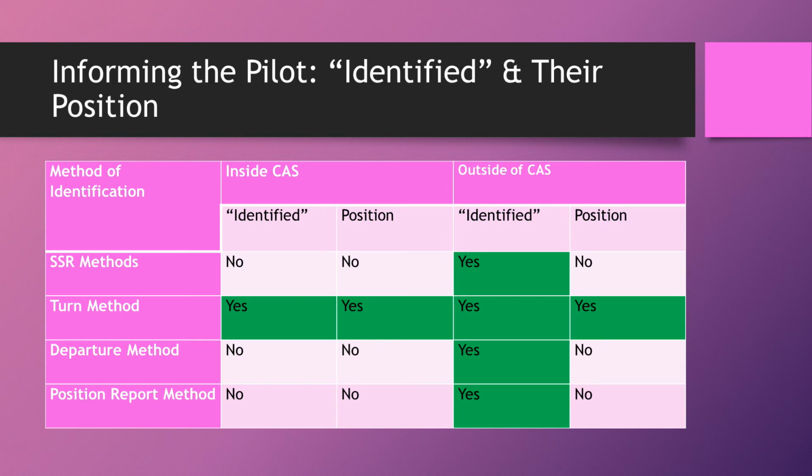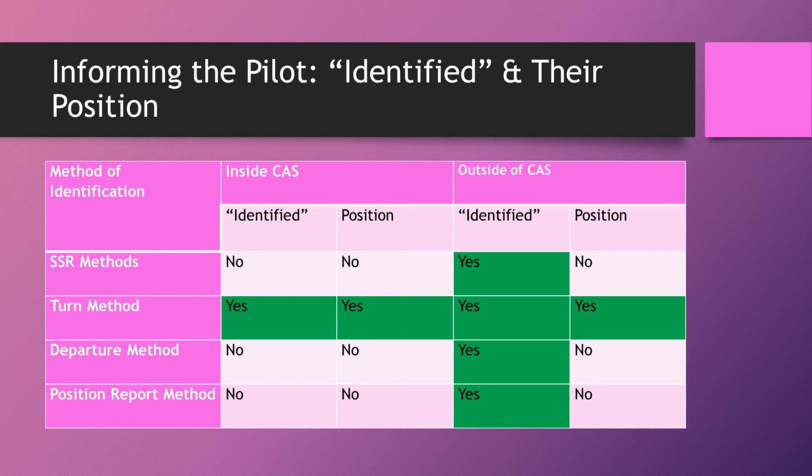So this table is really important. You just have to learn it. It basically tells you when to tell the pilot they're identified and when to give the pilot their position. So the Europeans and other countries tend to say radar contact or identified a lot. In the UK, we don't do it very often. We only do it when this table tells us to. So if you identify a pilot via any method inside controlled airspace, the only one you tell them that they're identified is via the turn method.